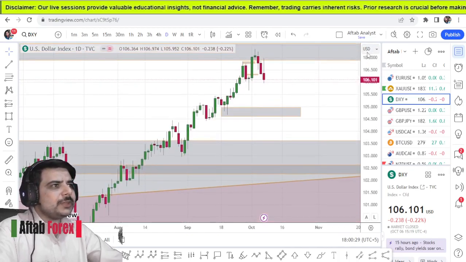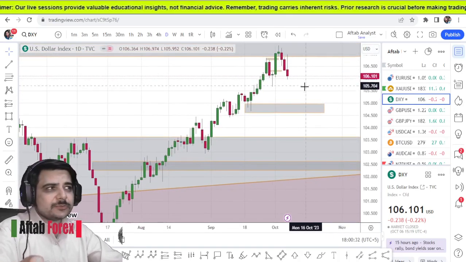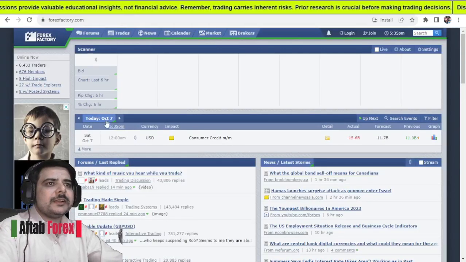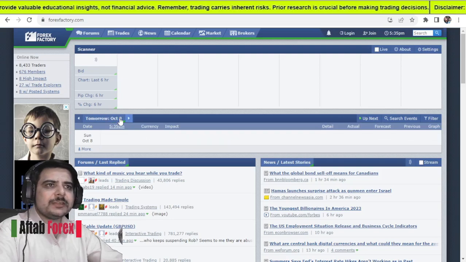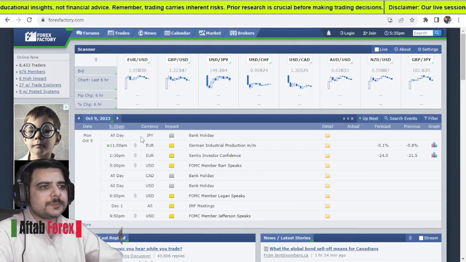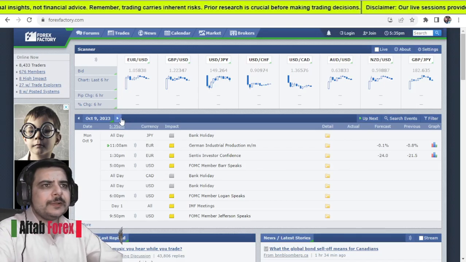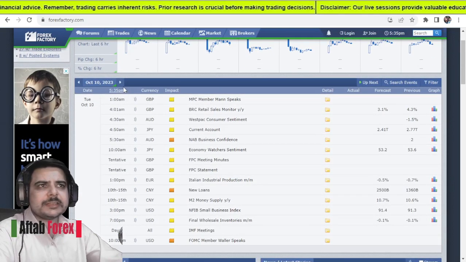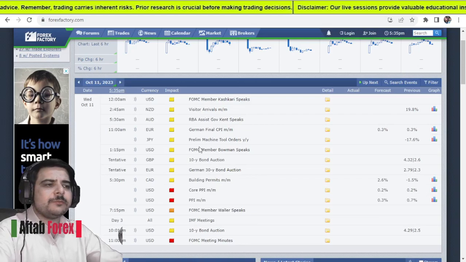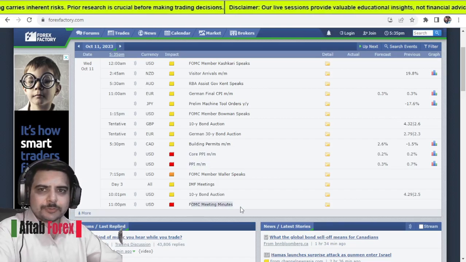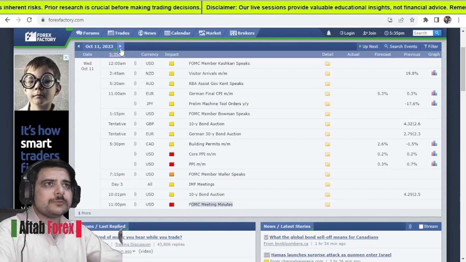So for the upcoming week, obviously it has to go very down, and I want to see what news we have in the upcoming week that can bring fluctuations in the dollar index price. On Monday we have nothing, right? On the Tuesday again we have no good data. Then on the Wednesday, for the dollar we have core PPI and PPI month on month, and FOMC meeting minutes as well. So Wednesday is very important for us.